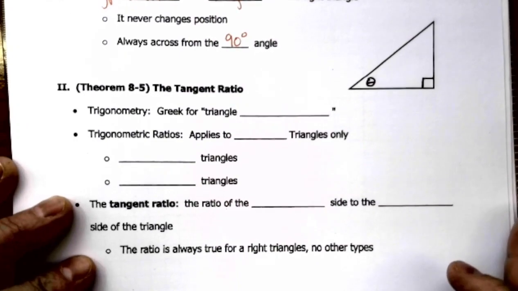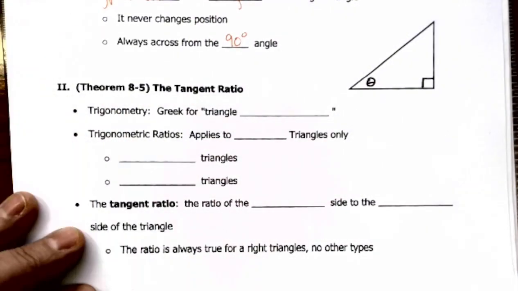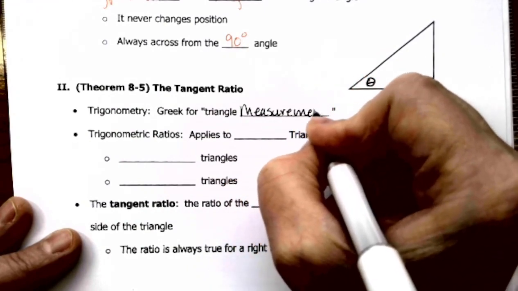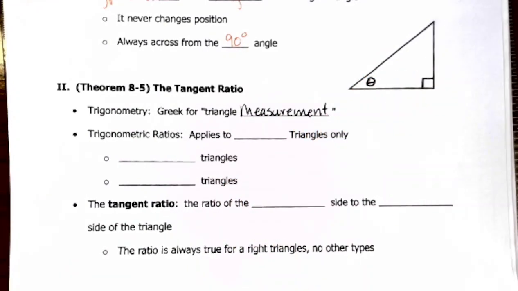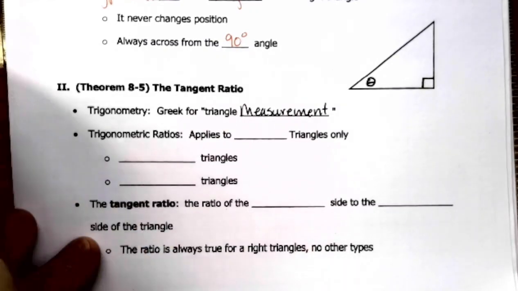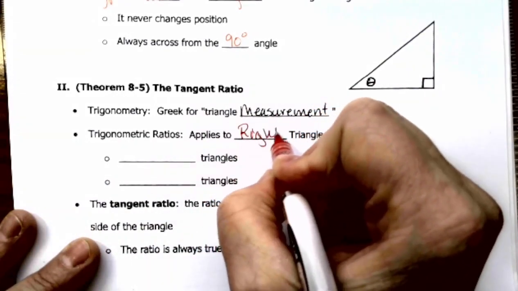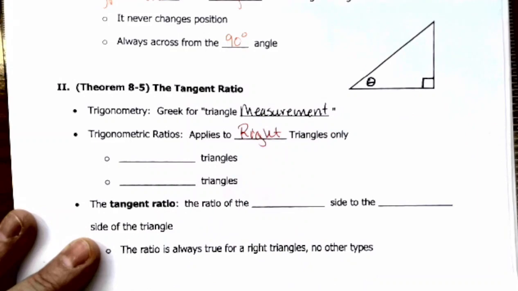Okay, so let's learn the tangent ratio. So the tangent ratio is part of trigonometry. Trigonometry is Greek for triangle measurement. And tangent relates the sides of the triangle to the angle. Pythagorean theorem relates the sides of a right triangle but doesn't say anything about the angles. Trig functions do. So a trigonometric ratio, first of all, only applies to right triangles. Cannot use them with other types of triangles.